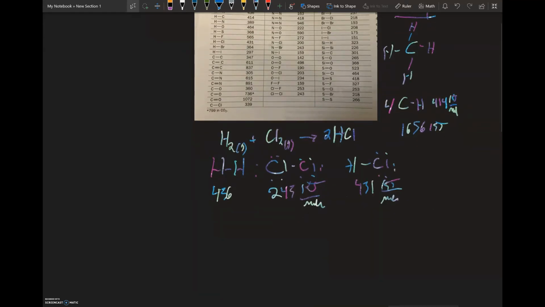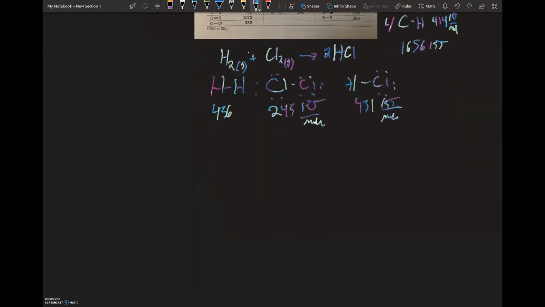So to calculate this, what we need to do, and this is what I always do, is I always separate the products and the reactants from each other. So I'm going to break everything on the left. I'm going to form it back on the right, since the products are being formed here. So on the left we have an H-H bond, and we also have a Cl-Cl bond based off of the hydrogen and the chlorine gases. Now the energy of the H-H bond is 436 kilojoules per mole. The energy for the chlorine is 243 kilojoules per mole.